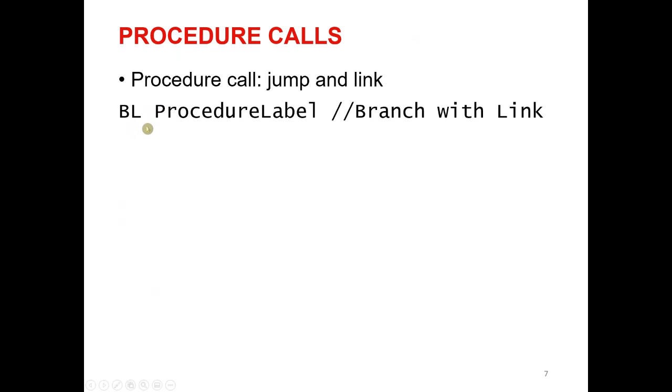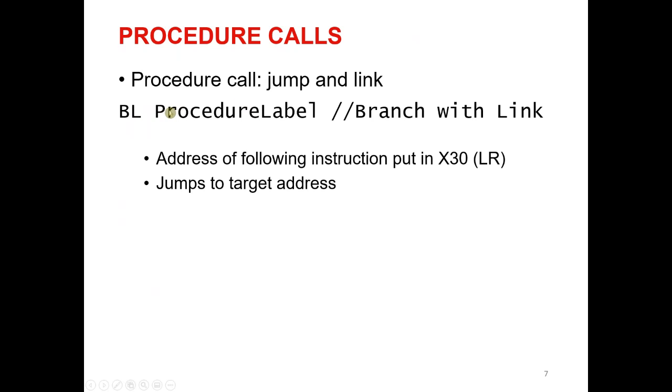What does this instruction do? Apart from going to the place in your program where this procedure label is declared, it puts the following instruction, the instruction after BL, into the link register, into register 30 in this case. Why? Because once my procedure has finished, I need to come back and continue the execution flow, and I will use this register.